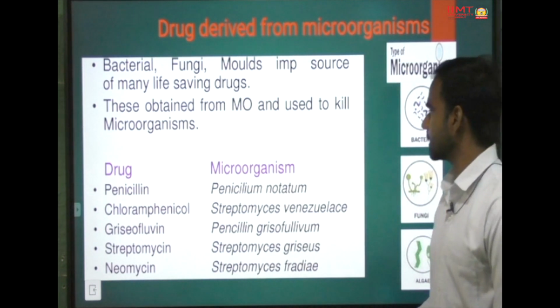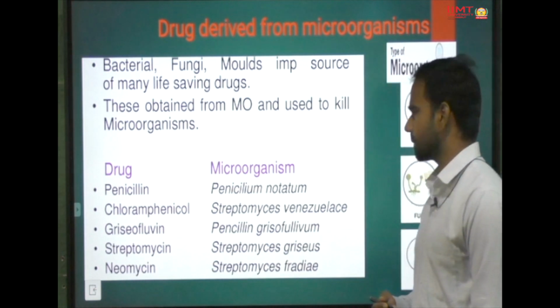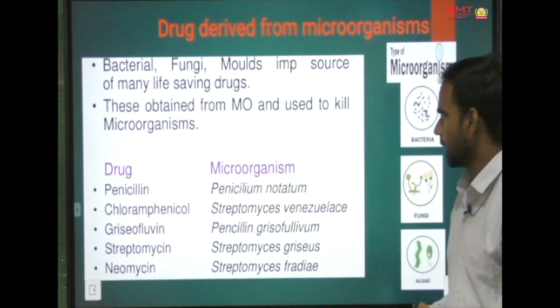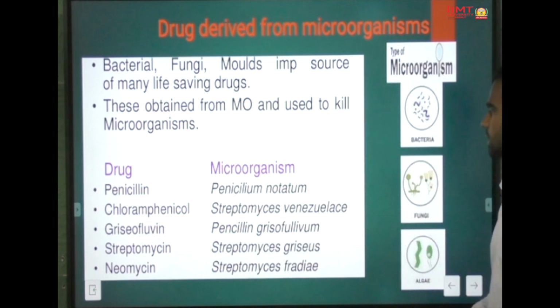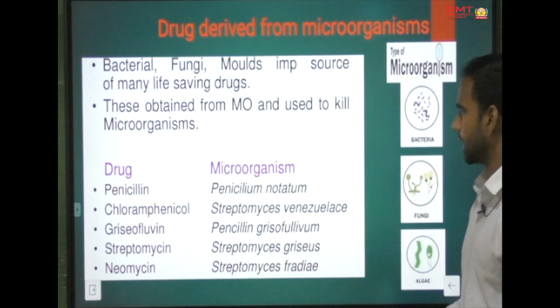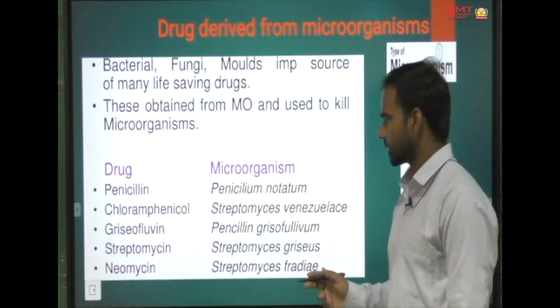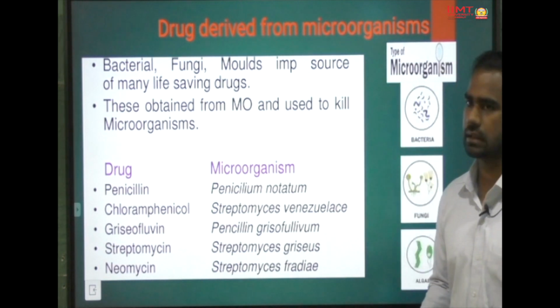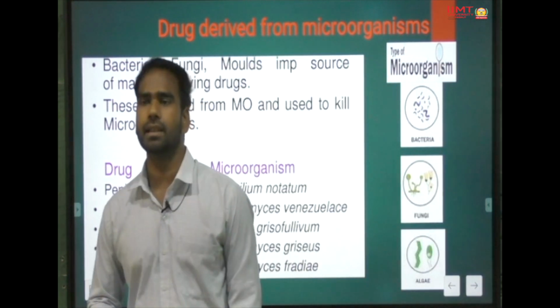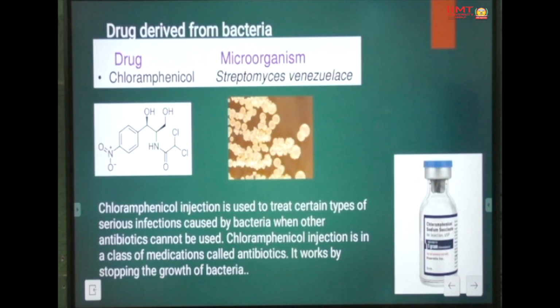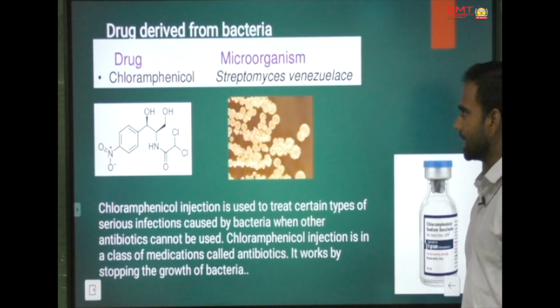Products isolated from microorganisms include penicillin, which is isolated from Penicillium notatum, a fungus, as you already know, and chloramphenicol, which is isolated from Streptomyces venezuelae. Griseofulvin, streptomycin and neomycin are other examples of antibiotics derived from different microbial resources. Another example of a microorganism-derived antibiotic is chloramphenicol.